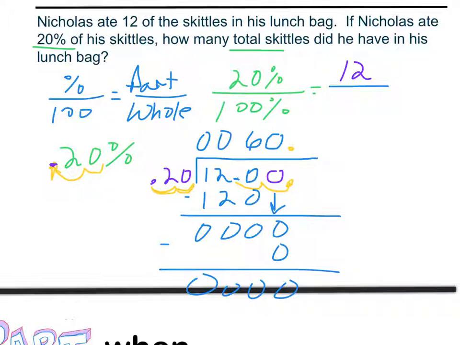So Nicholas right here ate 12 of the Skittles in his lunch bag. He ate 20% of them. So the total amount of Skittles he had in his lunch bag, I can write that a little neater, I think, was 60 Skittles. He had 60, he ate 12. That was 20% of the Skittles in his lunch bag. So this is how we can find the whole when we're given the part and the percent.